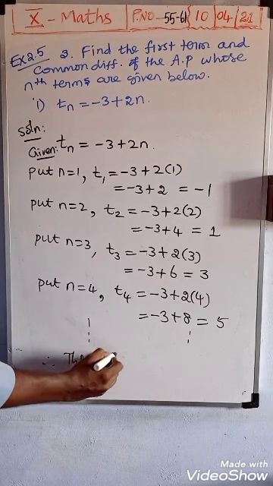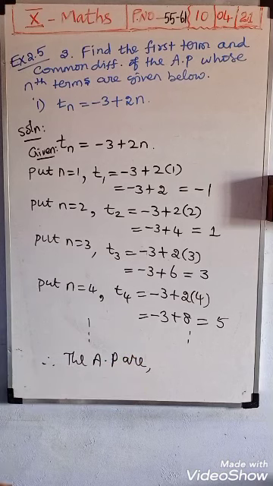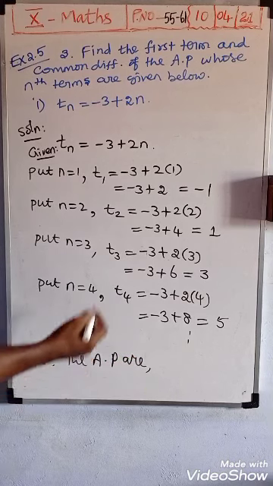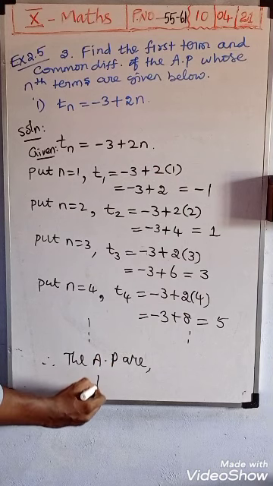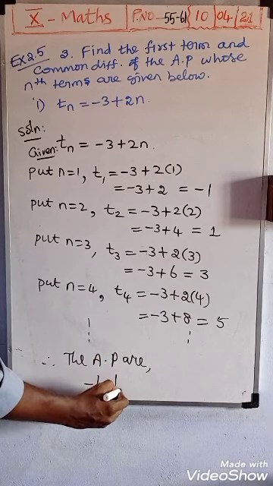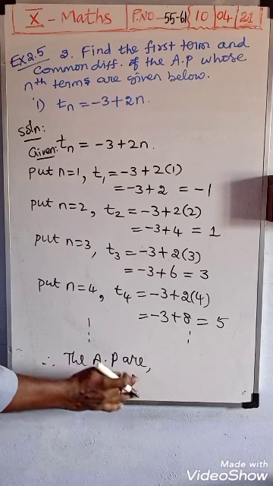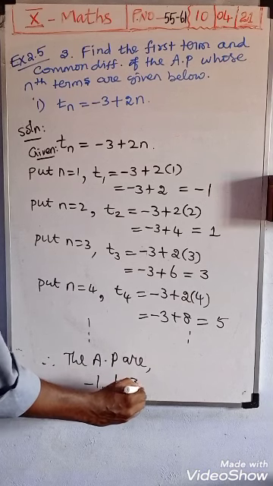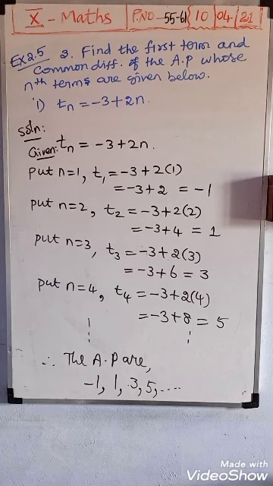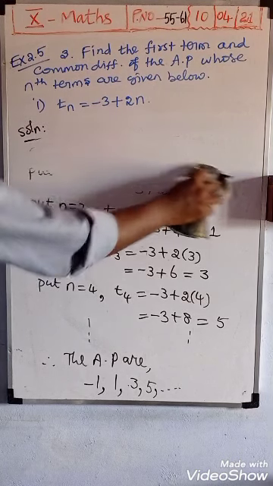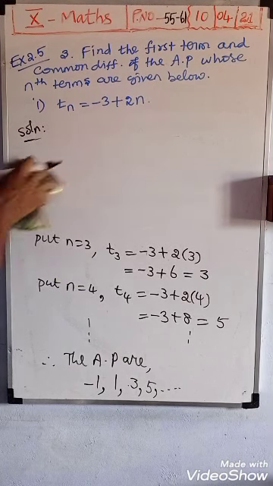the given arithmetic progressions are, using the nth term we receive all the terms. The first term is minus 1, second term is plus 1, third term is 3, fourth term is 5, and so on. Then we got the AP. Now the question asks us to find the first term and common difference.